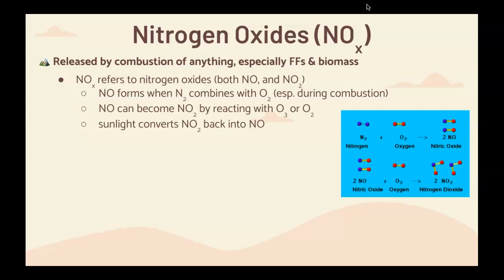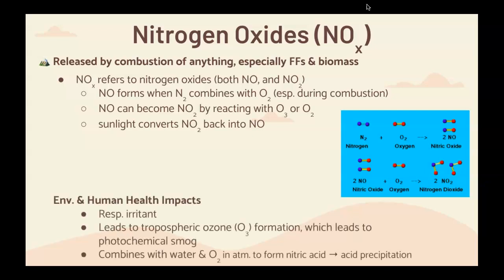So NO in the atmosphere can then become NO2 if it reacts with ozone or oxygen. And then sunlight can convert that NO2 back into NO. So we have kind of a very quick turnaround between those two things.